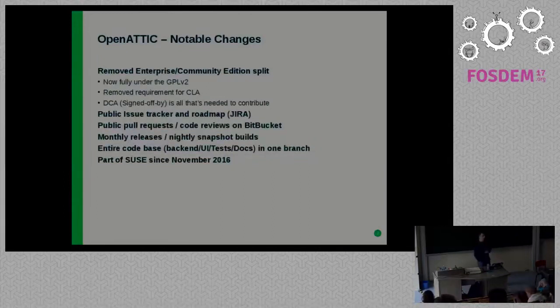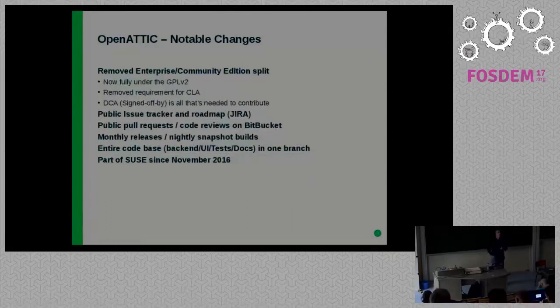We also switched the release model. Nowadays, we try to come up with a new openATTIC release at least once per month, roughly every 4 to 5 weeks. And we have nightly builds if you're curious. So if you are looking for testing a new feature that has just been committed and you don't want to wait for the next release, just take a nightly build.